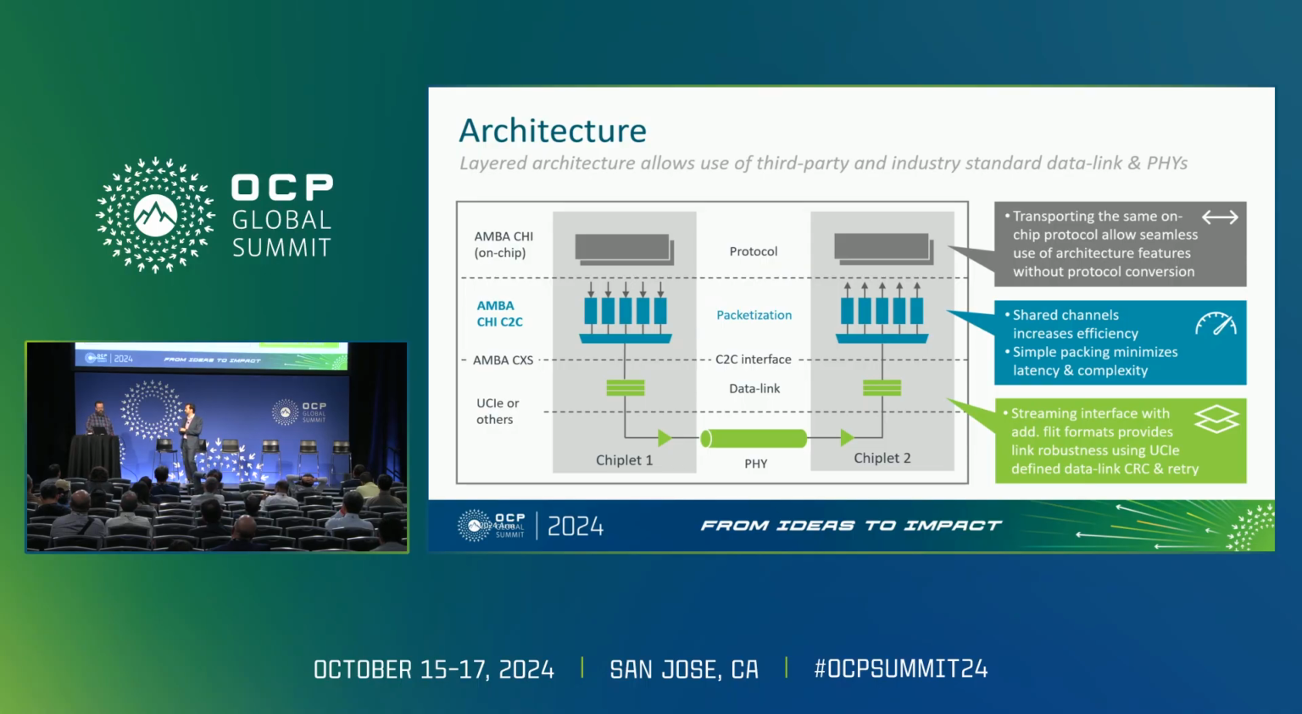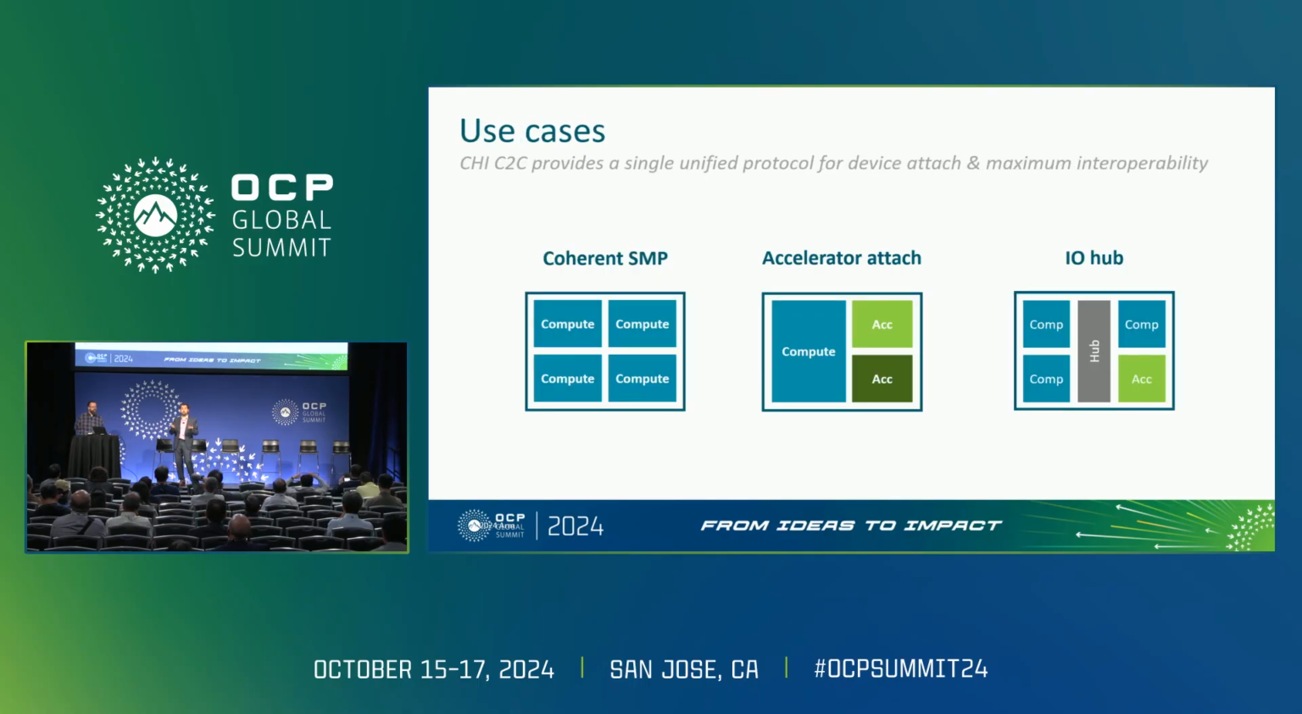initiatives like UCIe. And where do we see this being used in terms of use cases or topologies? I'm illustrating some of them here. Obviously coherent SMP, that's where CHI has been traditionally used. But more importantly here in the case of AI, accelerator or device attach, for both the fully coherent, but also the IO or non-coherent. And it's really this superset of use cases that gives us the opportunity to have one single and unified interface protocol exactly for maximum interoperability.